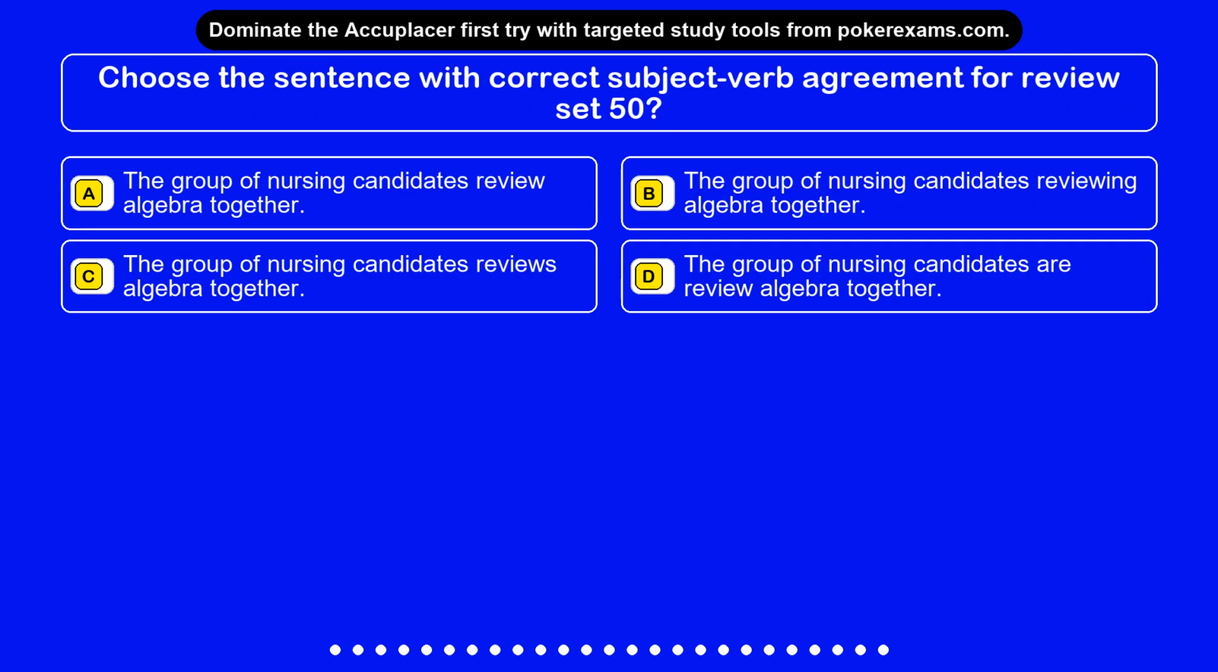Question 18. Choose the sentence with correct subject-verb agreement for review set 50. Option A. The group of nursing candidates review algebra together. Option B. The group of nursing candidates reviewing algebra together. Option C. The group of nursing candidates reviews algebra together. Option D. The group of nursing candidates are review algebra together.